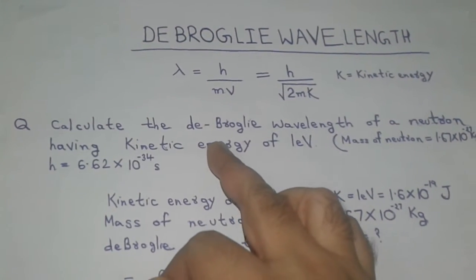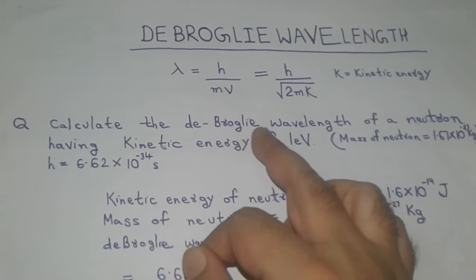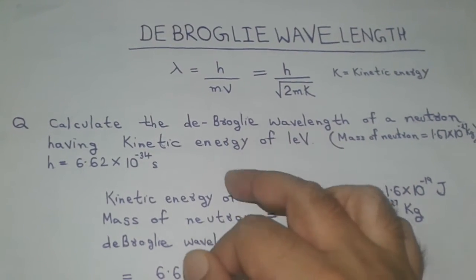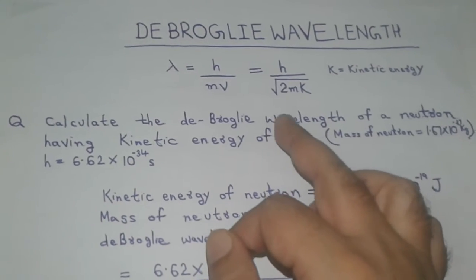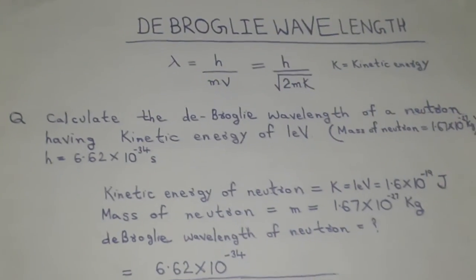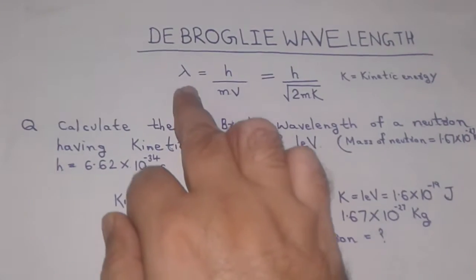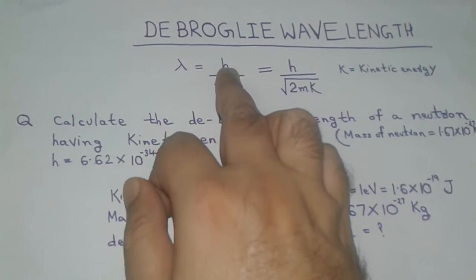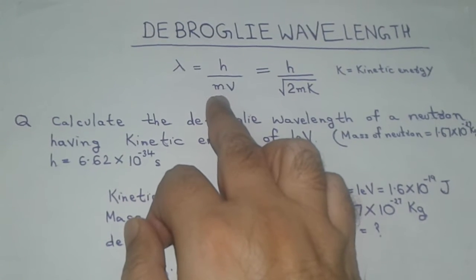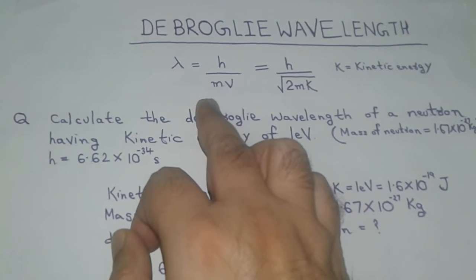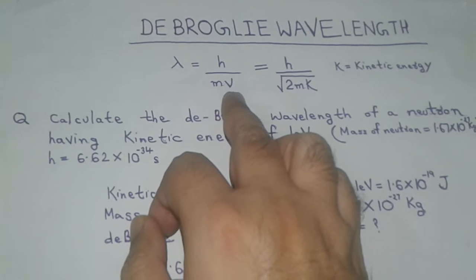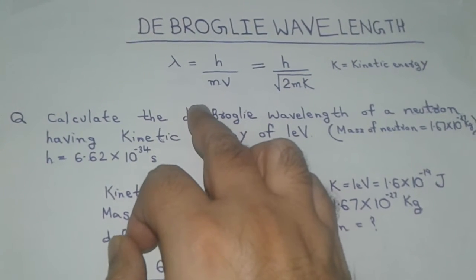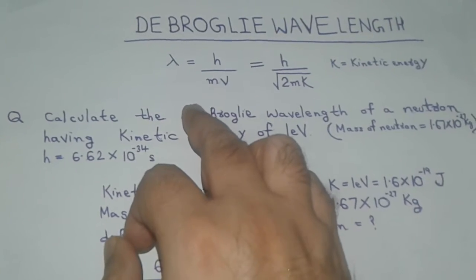Hence, a particle in classical mechanics is considered as a wave packet in quantum mechanics, with a de Broglie wave within it of wavelength lambda. The de Broglie wavelength is expressed as lambda equal to h upon mv, where m is the mass of the moving particle and v is the velocity of the particle. Here the particle is of very small mass, which is a microscopic particle.